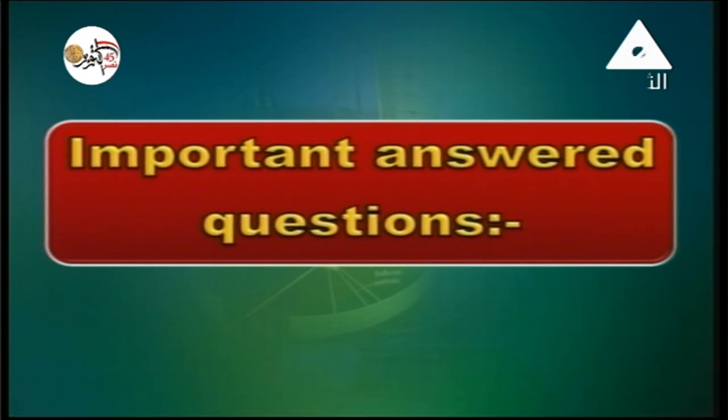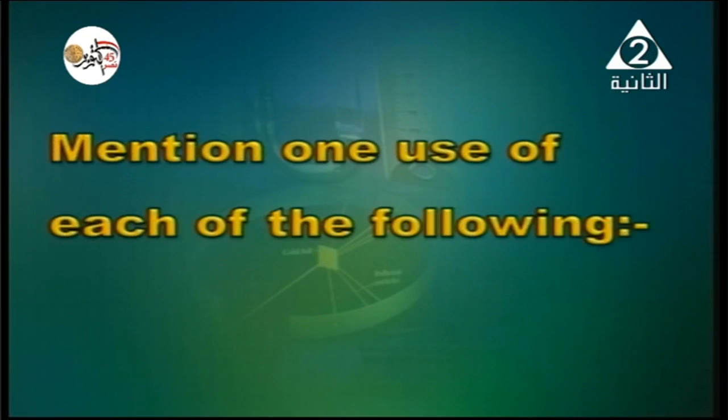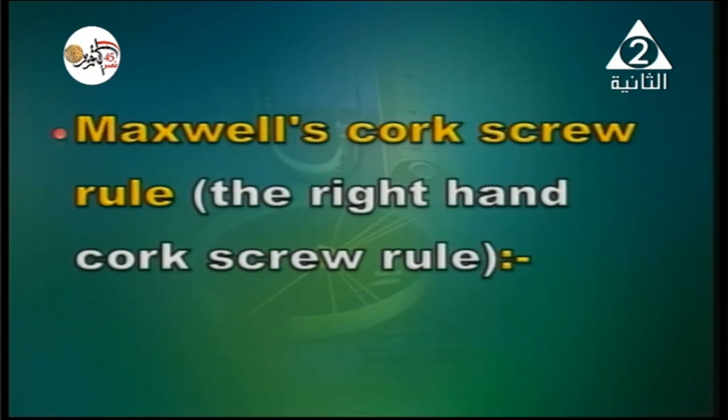And now we've got important questions, and we want to answer these questions together. So we've got important answered questions. Mention one use of each of the following. We want you to mention just one use of the following. Maxwell's corkscrew rule. We call it the right-hand corkscrew. Maxwell's corkscrew rule.